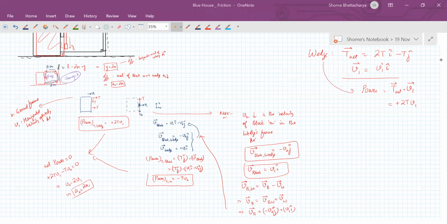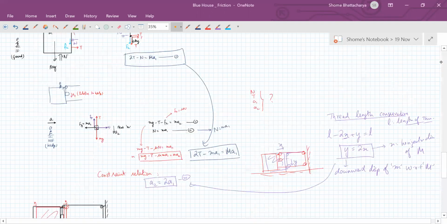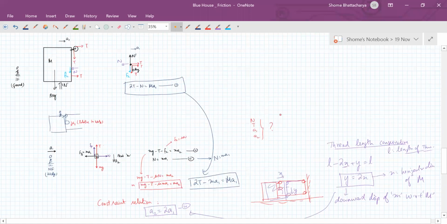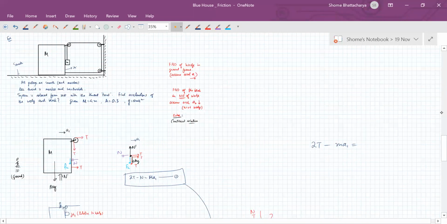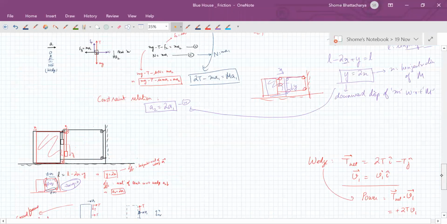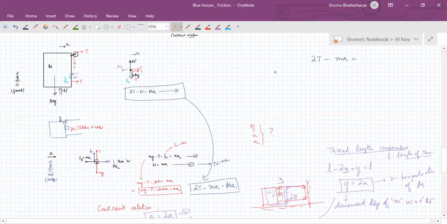Yes, I'll take you through all the FBDs again. So I hope both the methods for constraint relations are clear. Now let's go back to solving the equations in the free body diagrams. I'll just solve the equations here on the side. I have equation 1, which I have converted to this: 2T minus m a1 is equal to capital M a1, and capital M was 4 times small m, right? So I'm going to incorporate that.